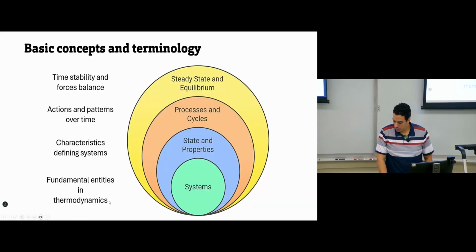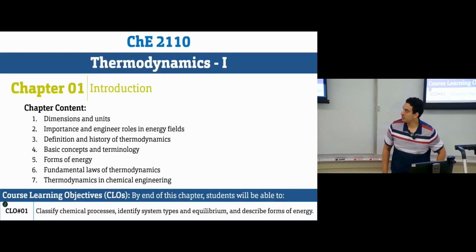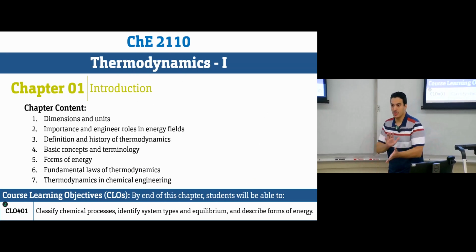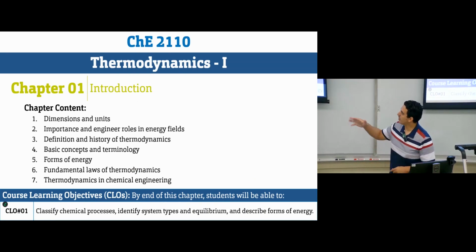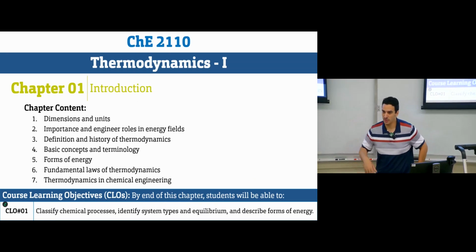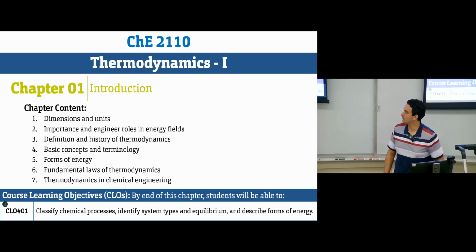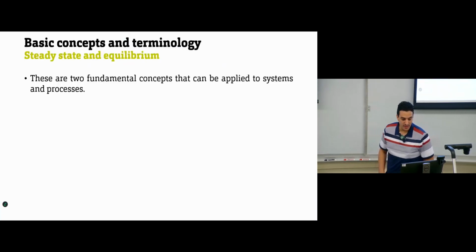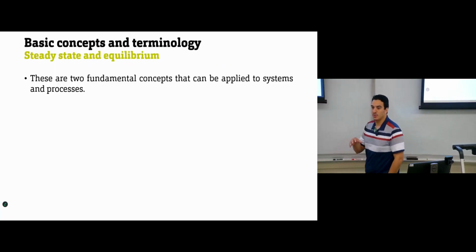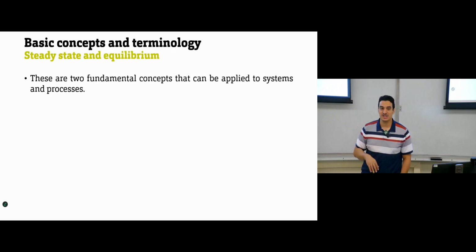So now we will continue this chapter. Let me focus on the screen. So now we will continue chapter 1. Again, in chapter 1 we have 7 points. So far we are in point number 4. Hopefully we can finish this point today and we'll start point number 5. What we have remaining in point number 4 is to explain what is the difference between steady state and equilibrium.